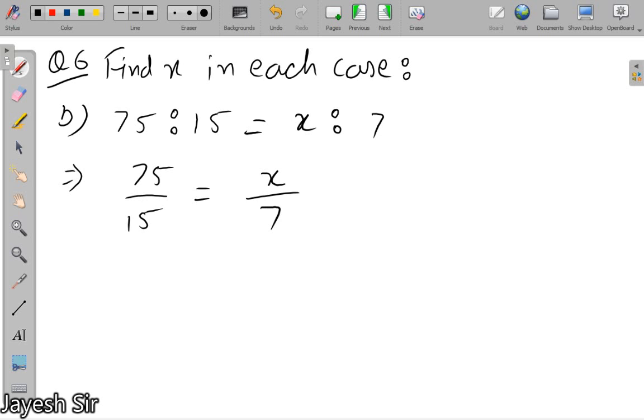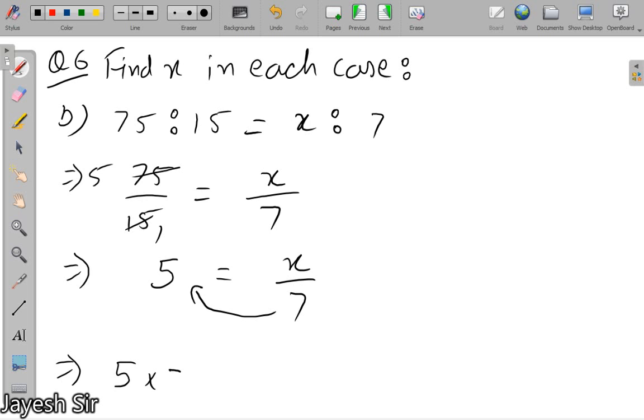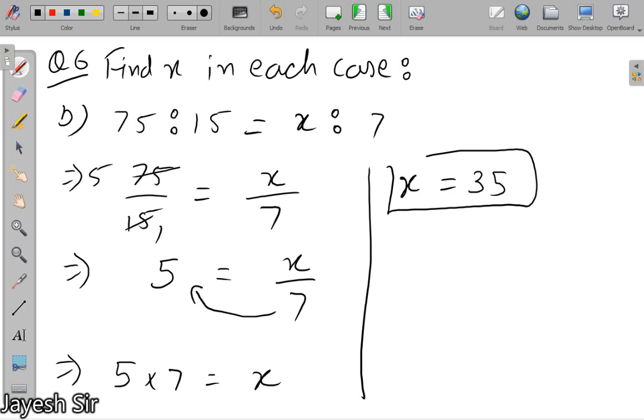Okay, so what we do is we simplify first of all. So 15 ones are 15, 15 fives are 75. So we get 5 is equals to x upon 7. Now we transport 7 to the LHS side, left hand side. So on transporting 7 to the LHS side, here x is divided by 7. There 5 will be multiplied with 7. So in this manner you have x is equals to 35. So if x is equals to 35, then this statement is true.